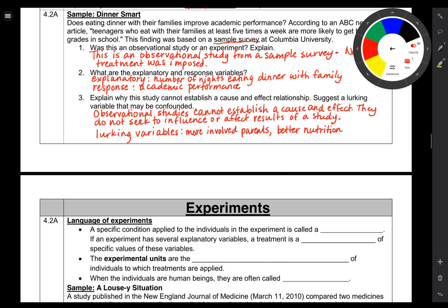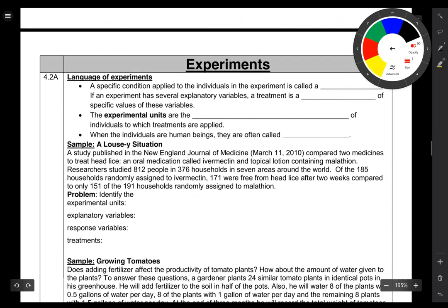And that's an example where you know the difference between an observational study and an experiment. We mentioned the explanatory and response variables and mentioned lurking variables. All right. The next part is talking about the other type of statistical study, and that's the experiment. So, an experiment has its own language. A specific condition applied to the individuals in the experiment is called a treatment.